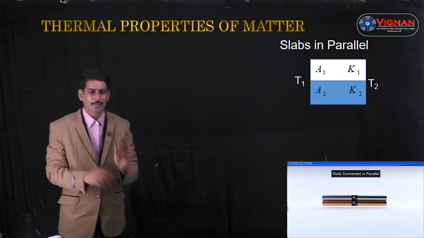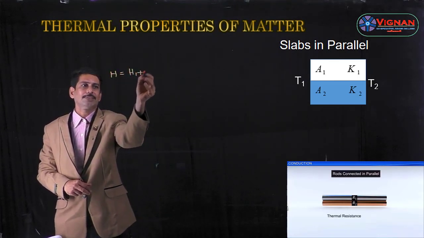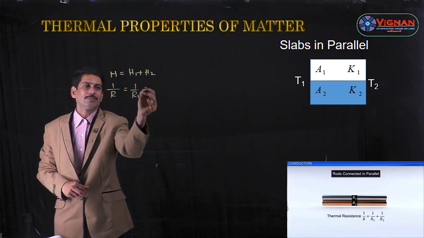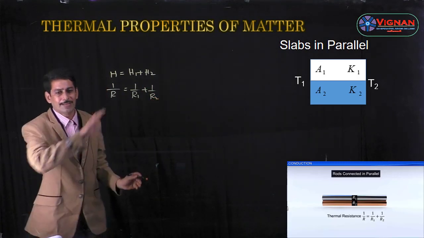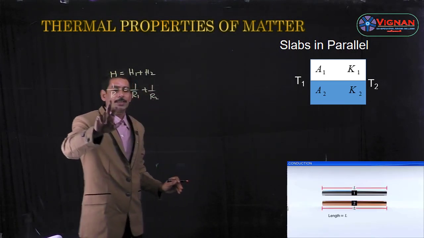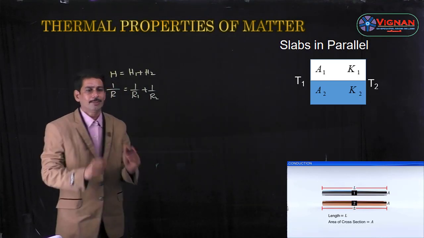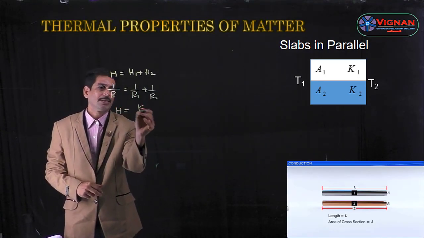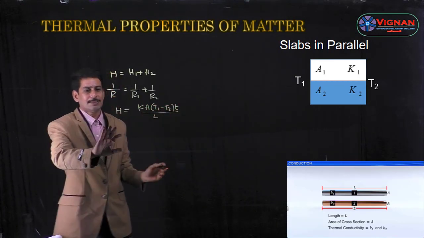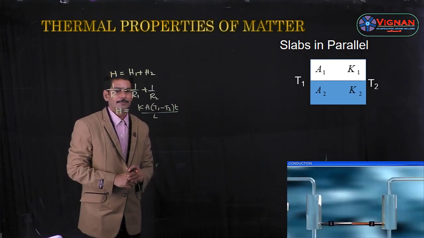Whenever the two slabs are connected in parallel, the amount of heat energy is H is equal to H1 plus H2, and the effective resistance 1 by R is equal to 1 by R1 plus 1 by R2. And we know H is given by K A (T1 minus T2) into t by L. Now apply this for the slabs.